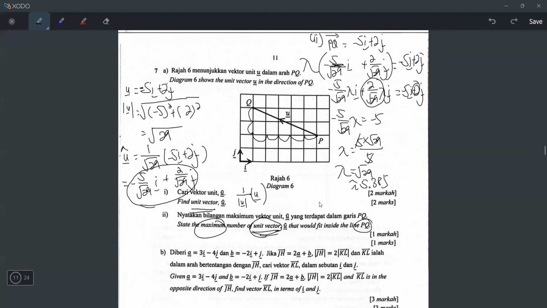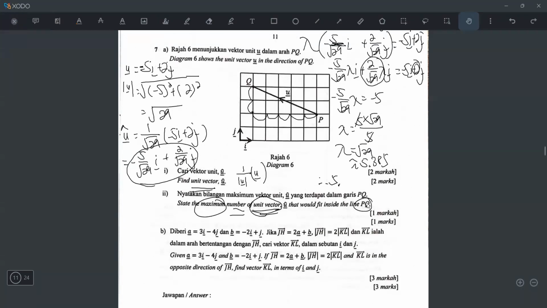So we can say that the maximum number is 5. Because it's 5.385, right? It means the maximum number is 5. We cannot take 6, because we can only fit 5.385. If it's 6, it means it's more than this already. So the maximum number of unit vectors that we can fit inside here is square root 29, which is approximately 5. Hope you understand.